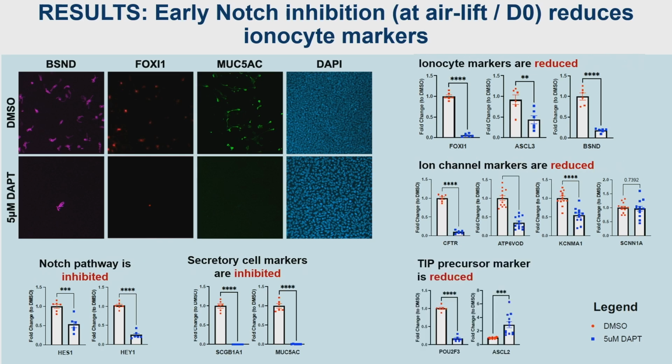And looking back at our TIP precursor markers, POU2F3 and ASCL2, we see a differential expression here, where POU2F3 expression is down, but ASCL2 expression is up. We think the increase in ASCL2 is probably due to the fact that Notch signaling can both upregulate and downregulate ASCL2 expression. So in this case, we're blocking Notch with the inhibitor and thereby causing an increase in ASCL2 expression.